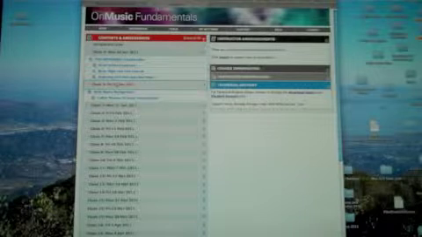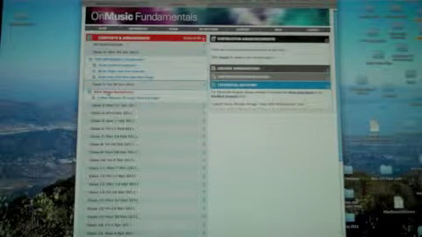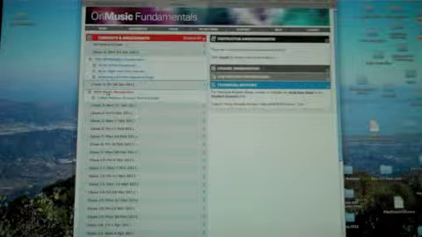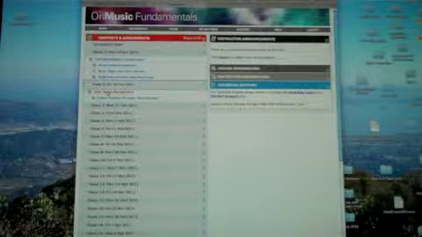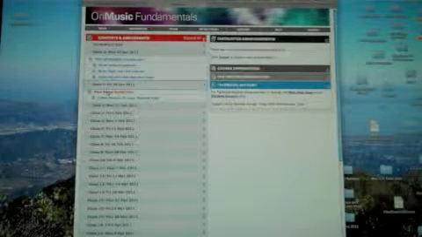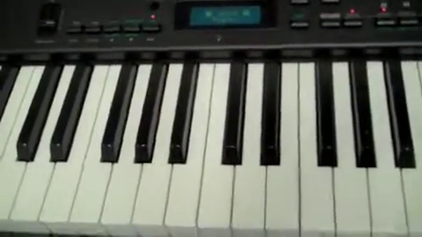The second class will start dealing with name recognition. Start associating a letter name with a key on the keyboard and a location on the written staff. Know where middle C is and what middle C looks like and what middle C sounds like. And that'll be the beginnings of your learning the language of music. Okay? Okay, here's your first little basic look at a piano keyboard.